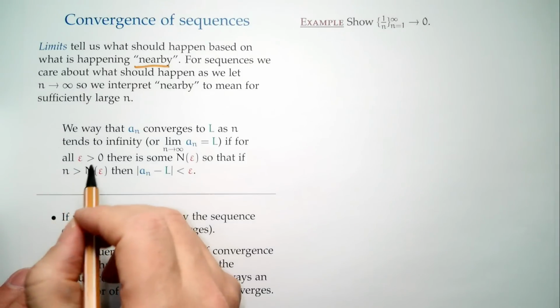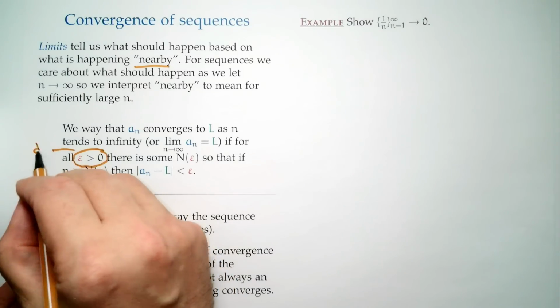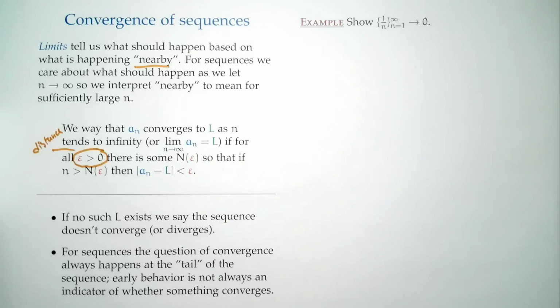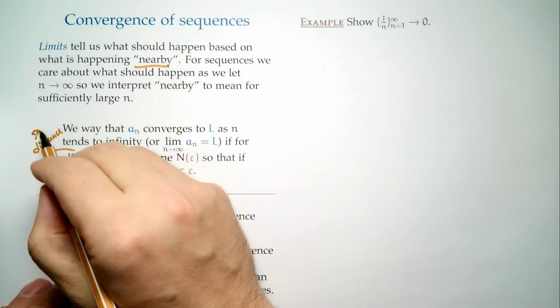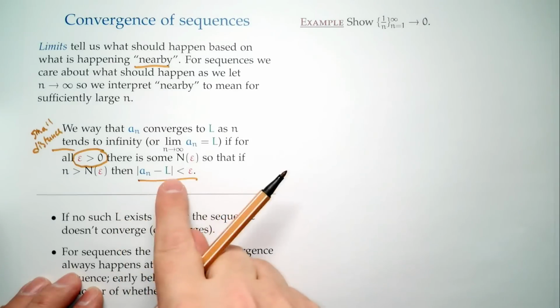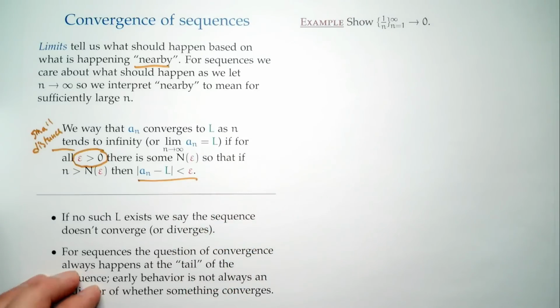So, what is this saying? Well, you should think of epsilon here as a distance. So, in particular, when epsilon is greater than 0, it's a really small distance. And our goal here is we want to say, lo and behold, a sub n and L are very close. That's what's happening here. So the question is, how can we guarantee that we're very close?